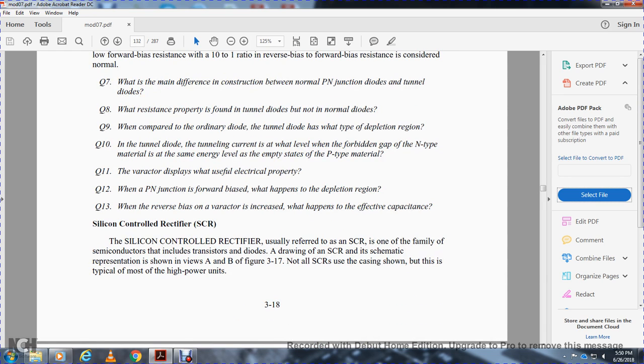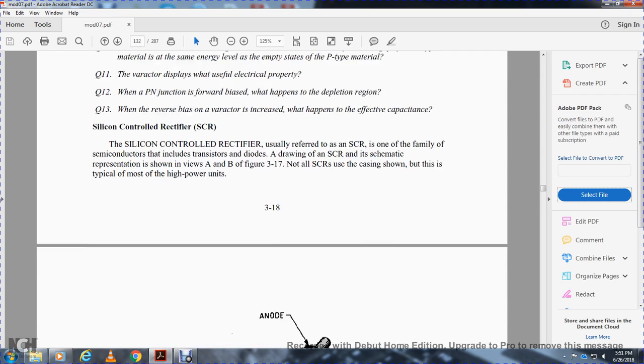Silicon controlled rectifier, or SCR. The silicon controlled rectifier, usually referred to as the SCR, is one of the semiconductor family that includes the transistor and diodes. The drawing and schematic representation of the silicon controlled rectifier are shown in views A and B of figure 3-17. Note that not all silicon controlled rectifiers use the casing shown, but this is typical of most high power units.